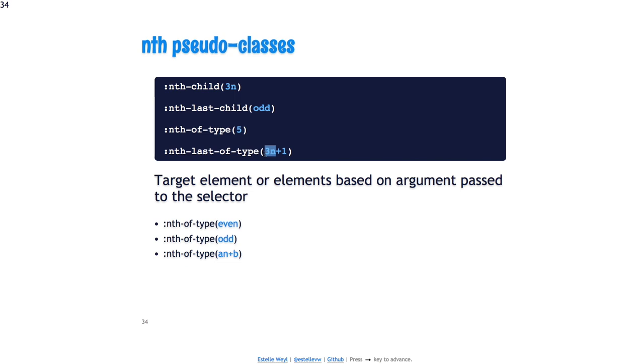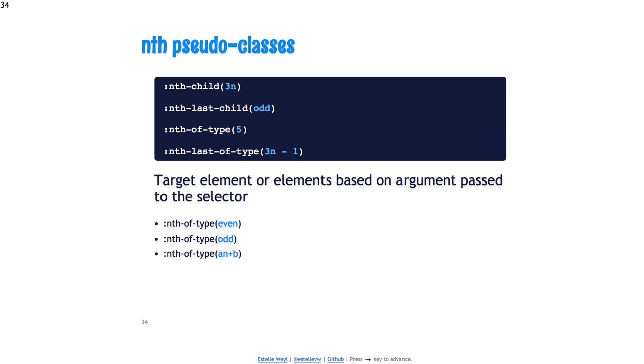So this is valid, but this is not valid. So the equation is an plus b, where b is the offset. And so you can start counting at number 16 if you wanted to. Why not? Any number you want. Or you can start counting at number minus 1.